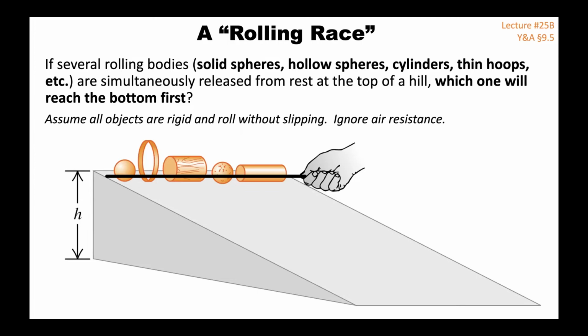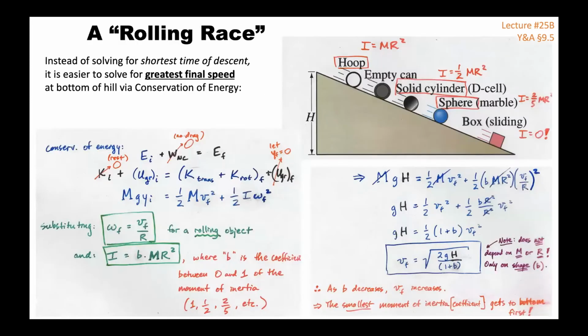Well, you might first think this is a problem that would ask us to solve for the time of descent, and then try and figure out which of these objects has the shortest time. So we're going to sort of cheat a little bit here. We're going to instead take a shortcut.